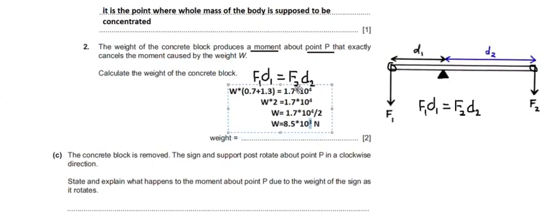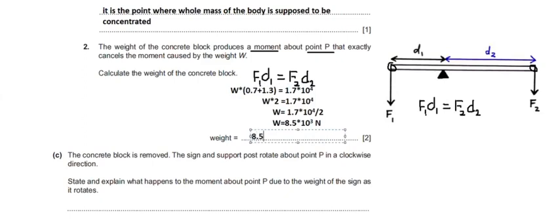So this is the calculation of the weight of the concrete block, and that is coming from this principle of moment, that is F1 d1 is equal to F2 d2. So we can write down this weight again over here, that is 8.5 into 10 raised to 3 Newton. Okay, so this is our sub question number 2.